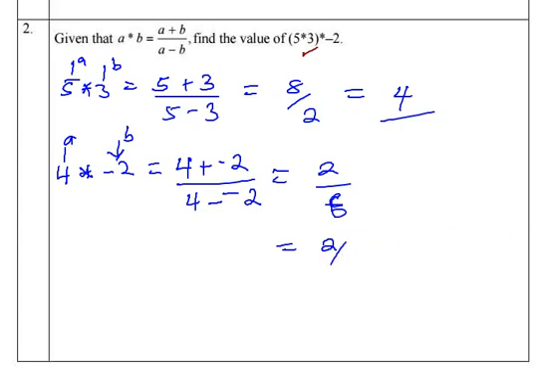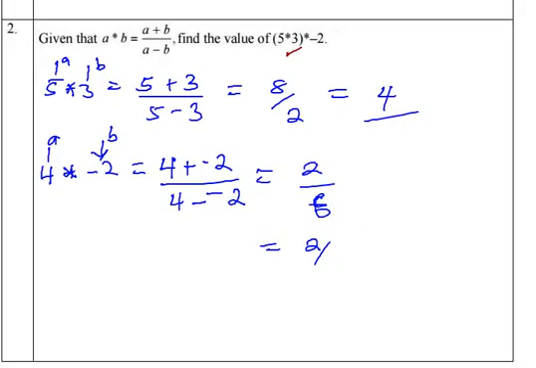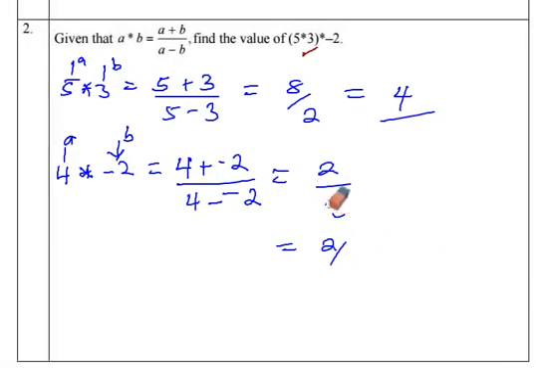Sorry, let me also make this look nice. Okay. So this is 2 out of 6, which can be simplified into 1 out of 3.